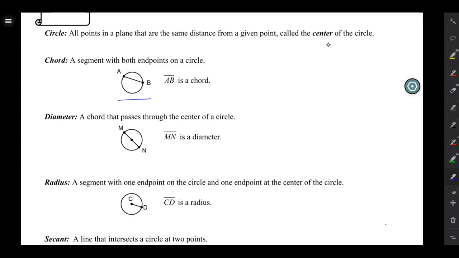The next is a diameter, and a diameter is just a special type of chord, and it's a chord that passes through the center of the circle. So I'm going to go ahead and highlight in blue the center of the circle. So any chord that passes through the center is going to be called a diameter.